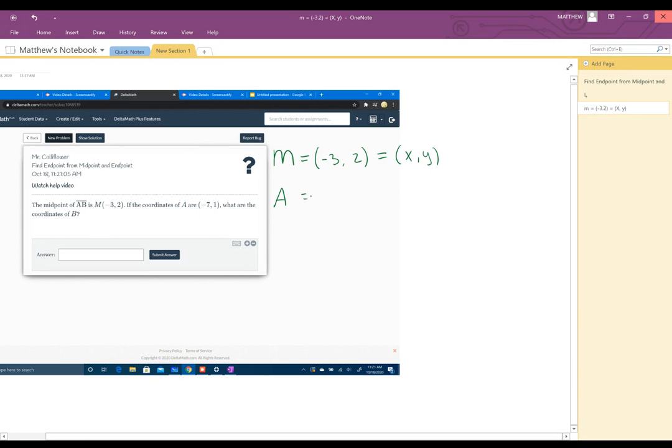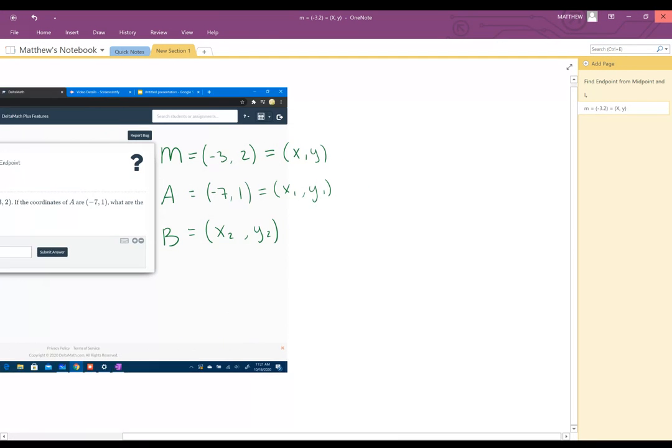I'm going to let point A, which has the values (-7, 1), be equal to my x1 and my y1. And B, which is the point that I'm looking for, I don't know what it is, so I'm just going to let it be (x2, y2). And now I can use the midpoint formula to find the coordinates of B.